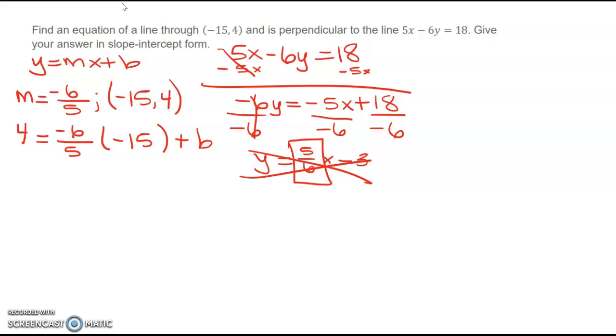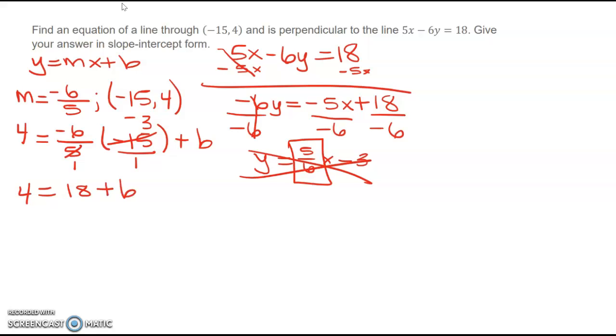So I want to multiply these. I want to put negative 15 over 1. So I notice here 5 and 15 are both divisible by 5. So let's cross cancel these. 5 divided by 5 is 1. 15 divided by 5 is 3, and it stays negative. And so now I can just multiply these. So 4 equals negative 6 times negative 3. Well, that will be a positive 18. I can put it over 1, but you don't have to.